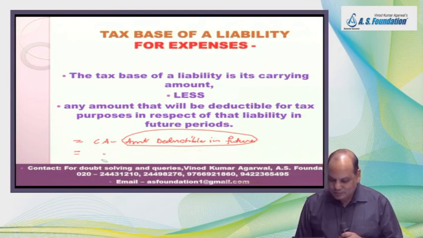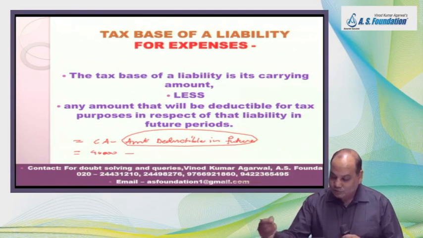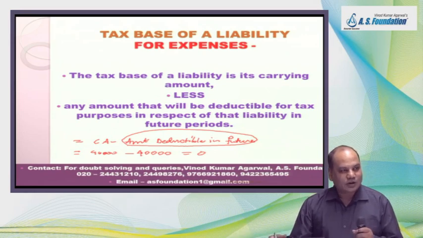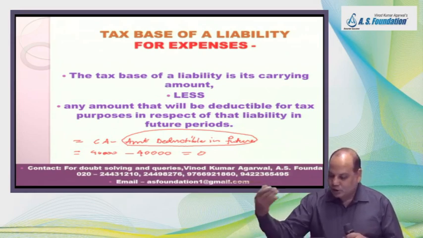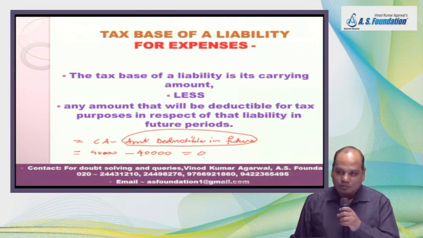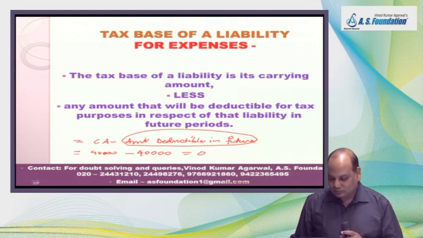Provision for warranty. Suppose provision for warranty is 40,000, but it is disallowed for income tax. In future, when you incur the expense, that time it will be allowed as deduction. So the tax base of provisions, for example provision for warranty, provision for gratuity, provision for this and that, since they are disallowed for income tax purpose and will be allowed in future, the carrying amount is normally the tax base is 0. As simple as this.